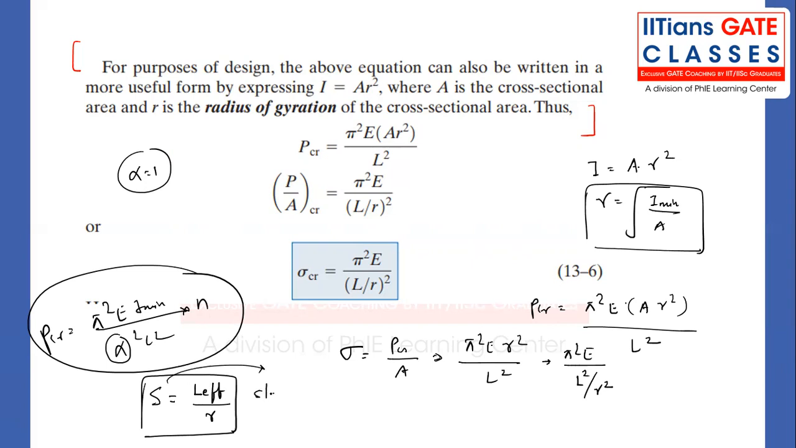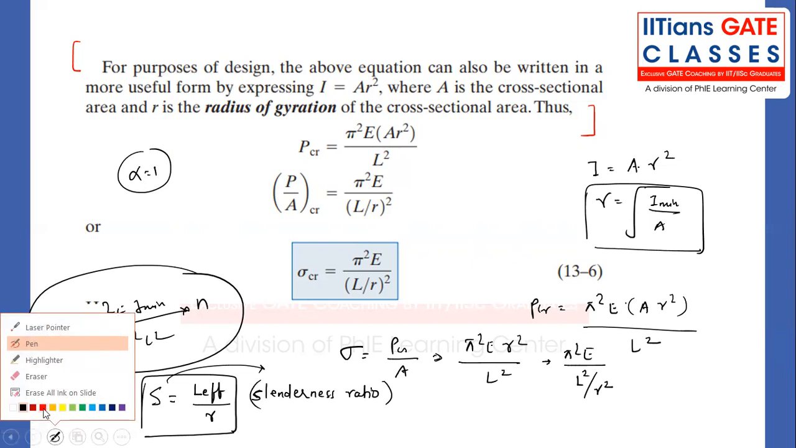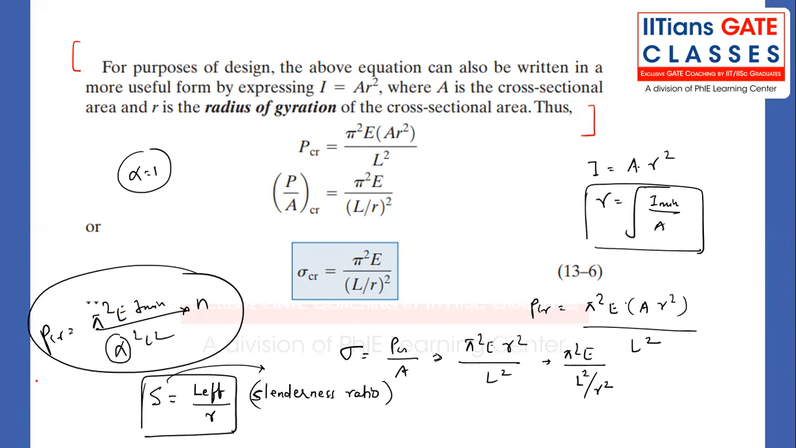S is nothing but the slenderness ratio. It is the ratio of the effective length to the least radius of gyration, right? Very, very important. So the final formula will be: critical stress is pi square E divided by S square. Very important. Now you might be thinking, sir, what is the purpose of studying this slenderness ratio? The purpose of studying the slenderness ratio is that we can classify the column based on the value of the slenderness ratio: long column, short column, or medium column, right?